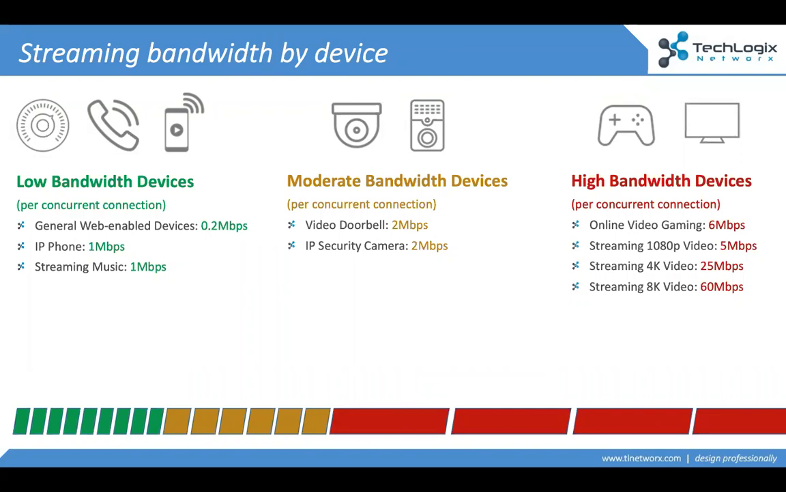things like 1080p, 5 meg, 4K, 25 meg, 8K, 60 meg per concurrent connection, then now all of a sudden we're starting to do the math. We're starting to add up all those connected devices, and the average homeowner, we find, well, they've got 50 connected devices. What are they? Well, let's add it all up, and oh, wait a minute, I'm at 300 meg, 400 meg, 500 meg, whatever the number is.